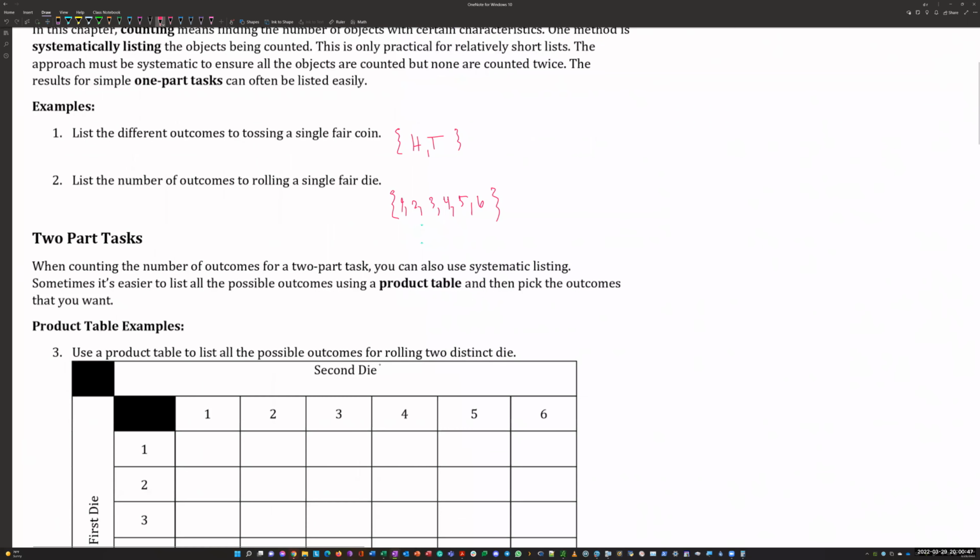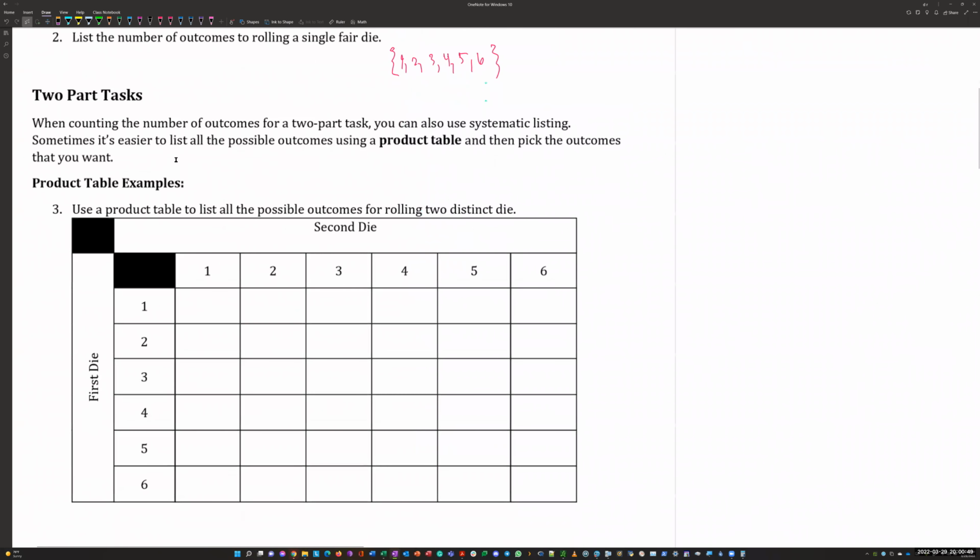Okay, so now he says, if there's some sort of task where it actually requires two things to be done, so something has to happen first and something has to happen second. When counting the number of outcomes for a two-part task, you can use systematic listing. Sometimes it's easier to list all possible outcomes using a product table and then pick the outcomes you want.